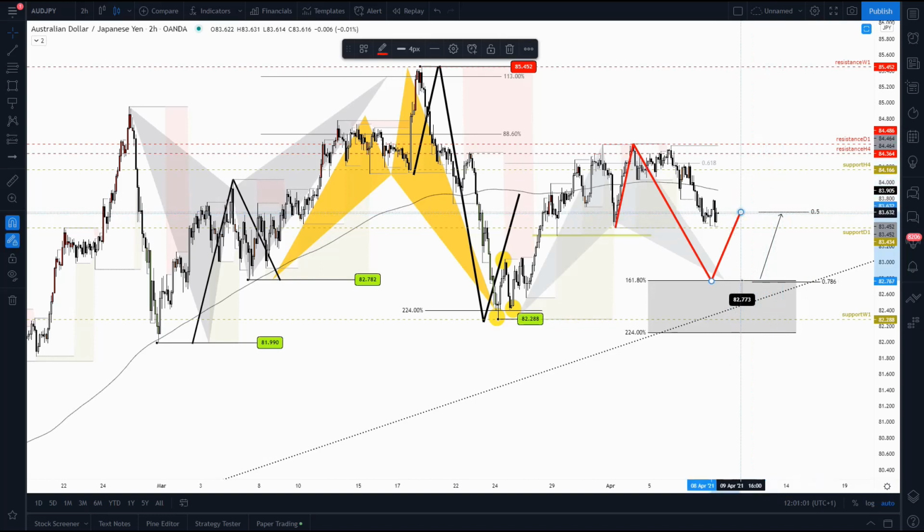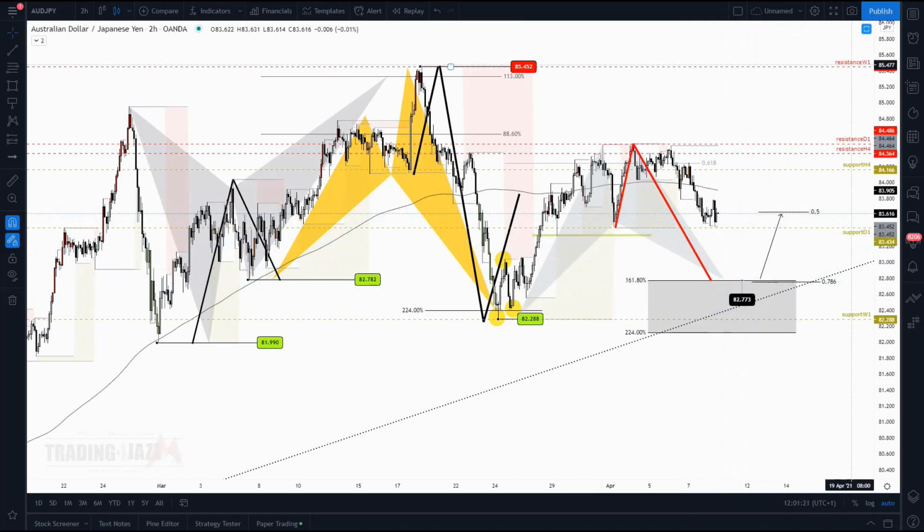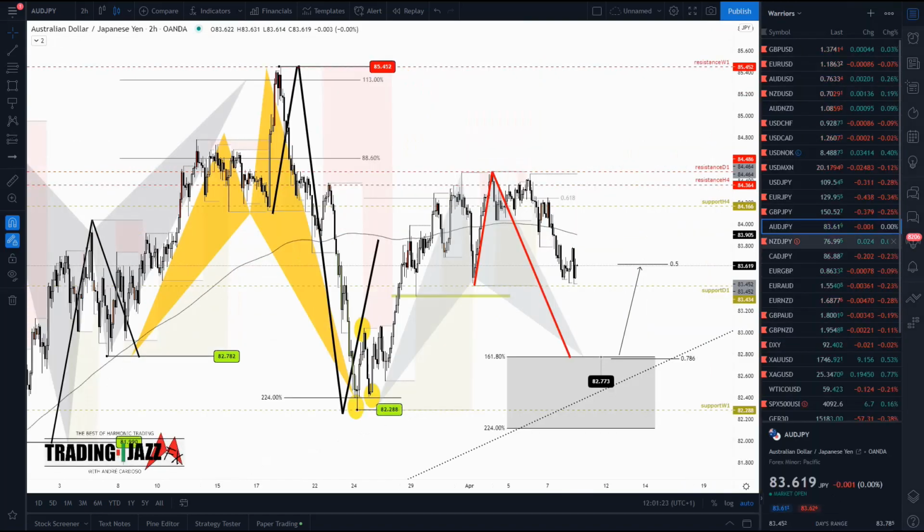The market can also print the shark pattern at the bottom and try a retest of the weekly fractal. Why not? That will not be a surprise. But again, for now, in the short term, I'm expecting more bearish momentum for Australian dollar versus the Japanese yen.